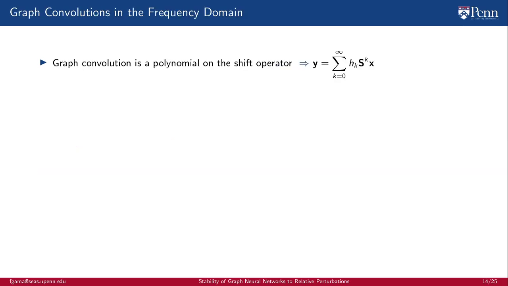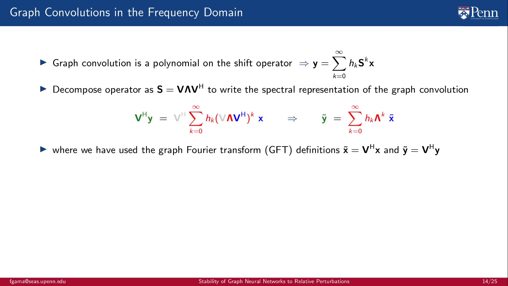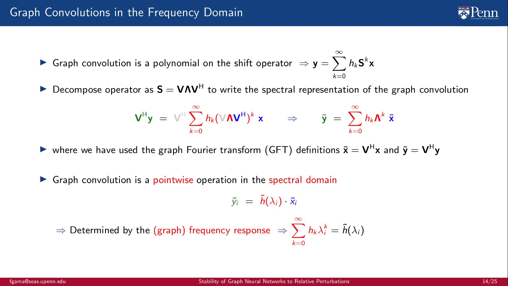Recall that a graph convolution is a polynomial on the shift operator with trainable filter taps h_k. We can decompose the operator S as V Λ V Hermitian to write a spectral representation of the graph convolution as a projection of the output on the eigenbasis of S. What we obtain is that the graph Fourier transform of the output, y tilde, is equal to the same polynomial, this time operating on the diagonal matrix of eigenvalues, multiplied by the graph Fourier transform of the input, x tilde. This means that the graph convolution is a pointwise operation in the spectral domain due to the diagonal nature of the matrix Λ, and that for a given input, the effect on the output is determined by the graph frequency response, which is a polynomial on each eigenvalue λ_i, all with the same filter taps h_k.